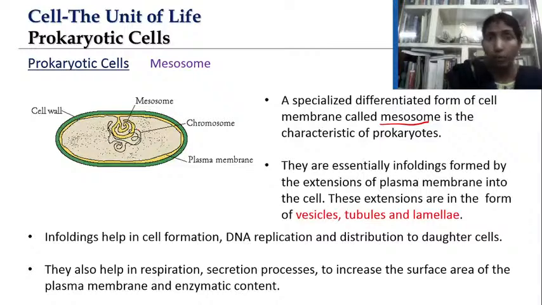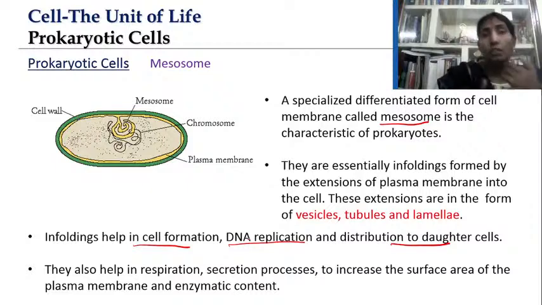These mesosomes are involved in cell wall formation, chromosome replication, or some secretory process. So you can see those infoldings into the cell, and these extensions in the form of vesicles, tubules or lamellae. They help in replication, cell wall formation, distribution to the daughter cells, or secretory processes like respiration, or increasing the surface area. Suppose you fold a curtain, what will happen? The surface area is more, and the enzymatic content also. So that is the job of mesosomes.